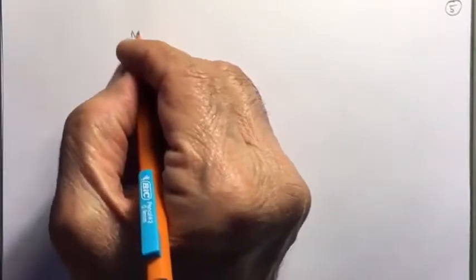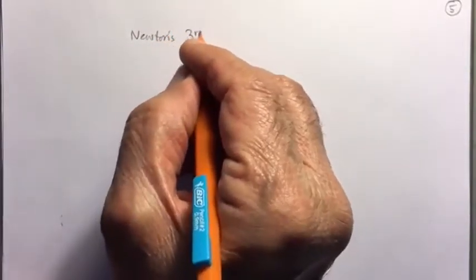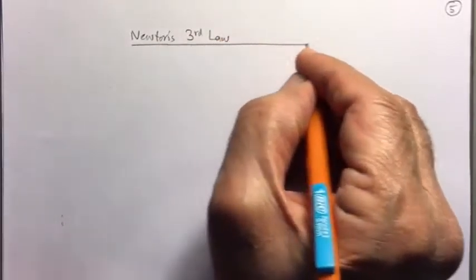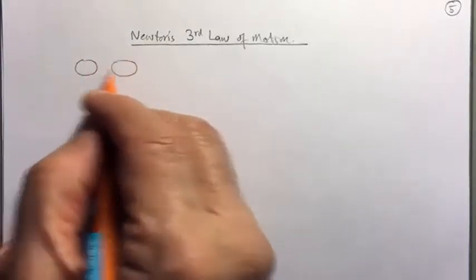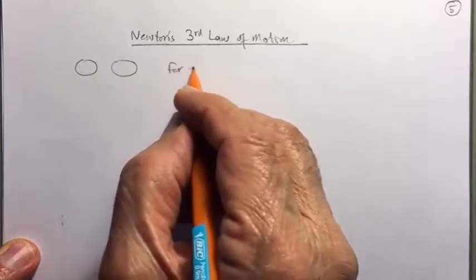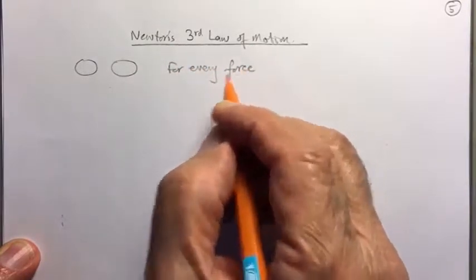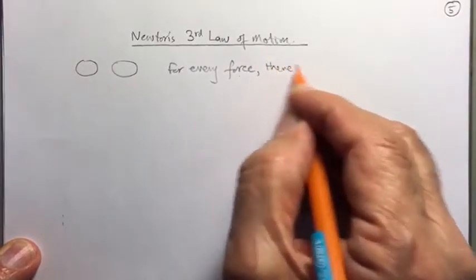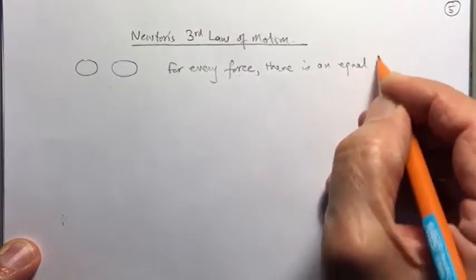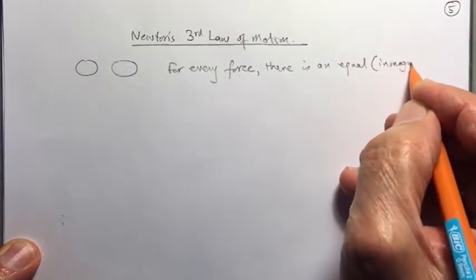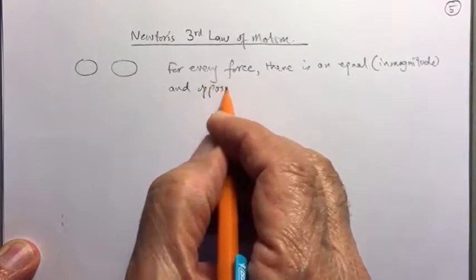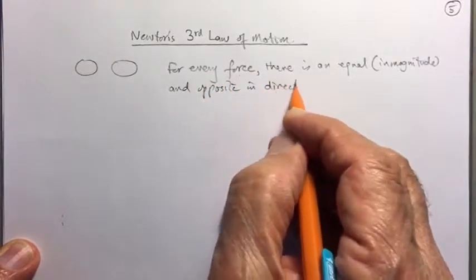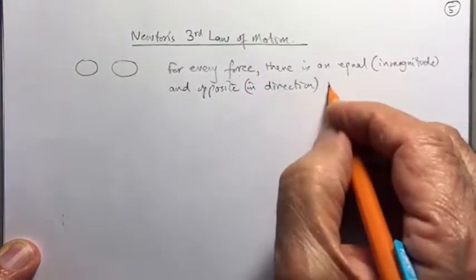So now we look at Newton's third law of motion. And this law has different statements. One of them could be simply that if you have two objects and they interact with forces, then for every force that any object exerts on another, there is an equal in magnitude and opposite in direction reaction force.